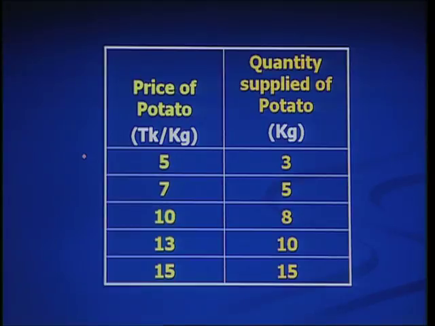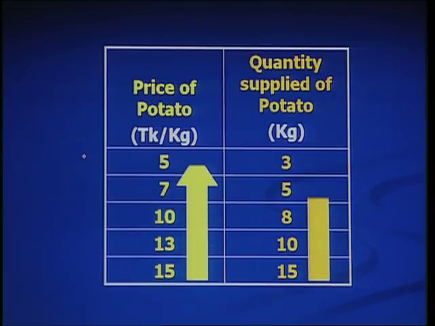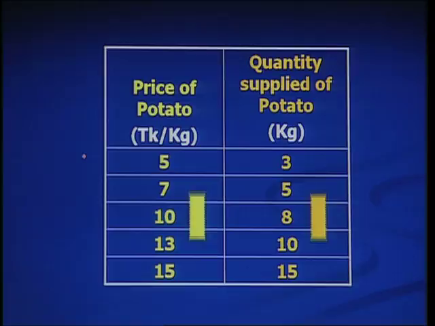We can see in the table when the price of potato is taka 5, the quantity supplied of potato is 3 kilo, and when the price is 7, the quantity supplied of potato is 5, and when the price is 10, the quantity supplied is 8, when the price is 13, the quantity supplied is 10, and when the price is 15, the quantity supplied of potato is 15. So we can see here as the price goes up, the quantity supplied of potato also goes up. This is called the supply schedule.